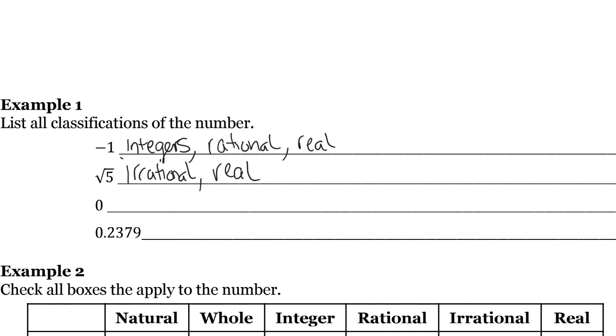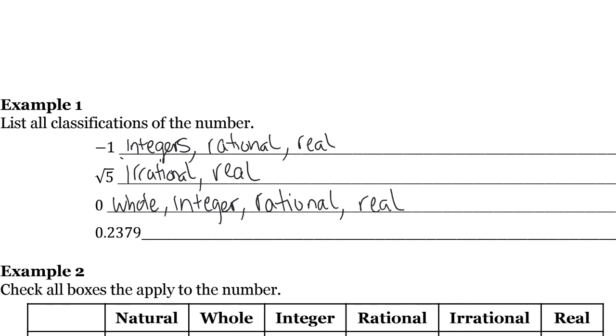What about 0? Where does 0 come in at? 0 starts at a whole number. So it's a whole number. Then if it's a whole number, that means it's an integer. And if it's an integer, that means it's rational. And if it's rational, that means it's real.